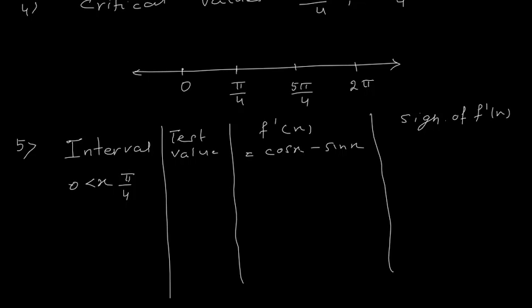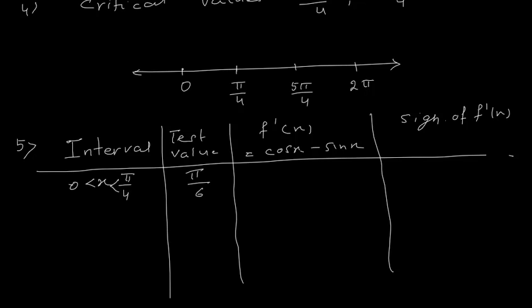So your first interval is between 0 and pi by 4. So I will choose one value between this 0 and pi by 4. Let us take the test value as pi upon 6. So when you take pi upon 6, cos pi upon 6, that is cos 30 degree, the value of cos 30 degree is root 3 by 2 minus sin 30 degree is 1 upon 2. So root 3 upon 2 minus 1 upon 2, what you will get? You will get some positive value, because root 3 is 1.73, more than 1, so you will get a positive value.